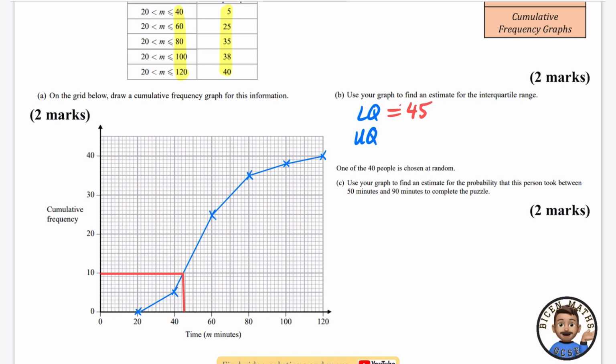And then the upper quartile, let's do this in a different colour. That's going to be going across at 30. Remember, it's a quarter of the way along. And then when I come down here, that looks nice and easy. The upper quartile is just going to be equal to 70.